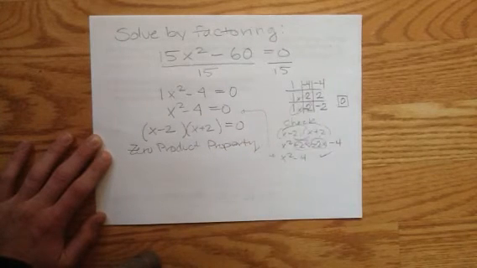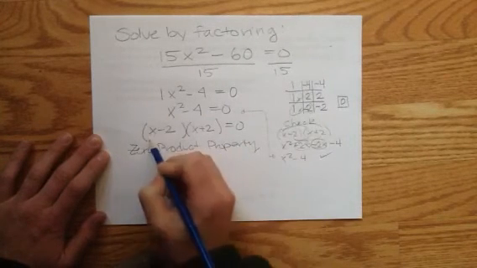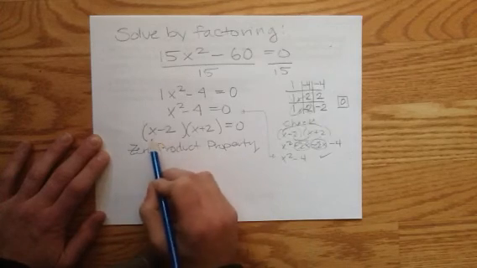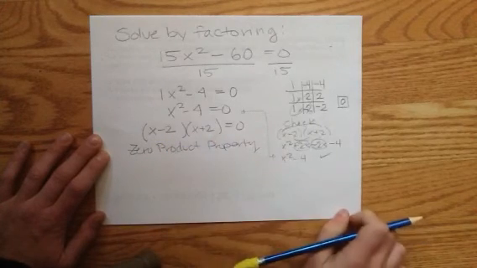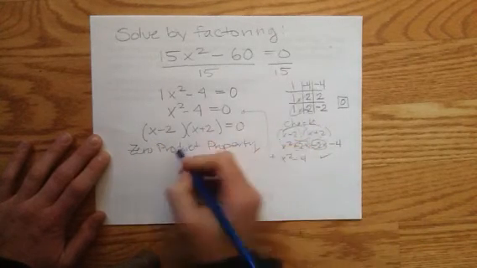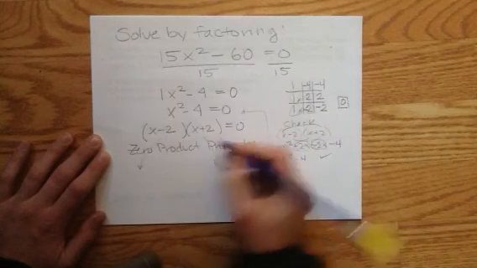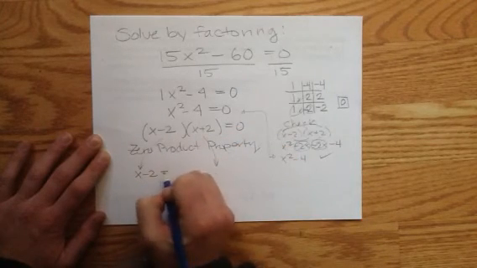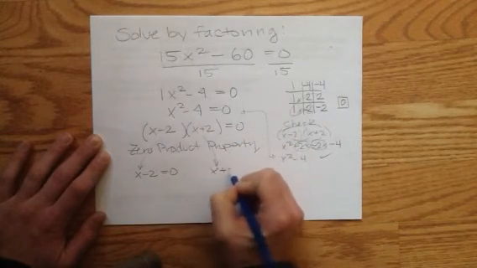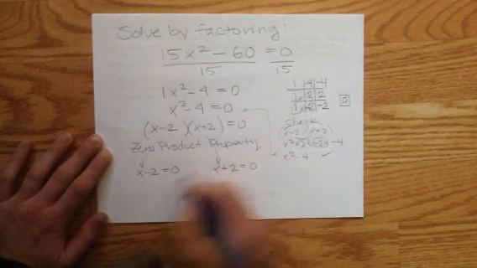Now I can use the zero product property to solve my quadratic that is in factored form. The zero product property tells me if I have two things being multiplied together and they equal 0, that one or both must have been 0. So either x minus 2 is 0 or x plus 2 is 0 or both.